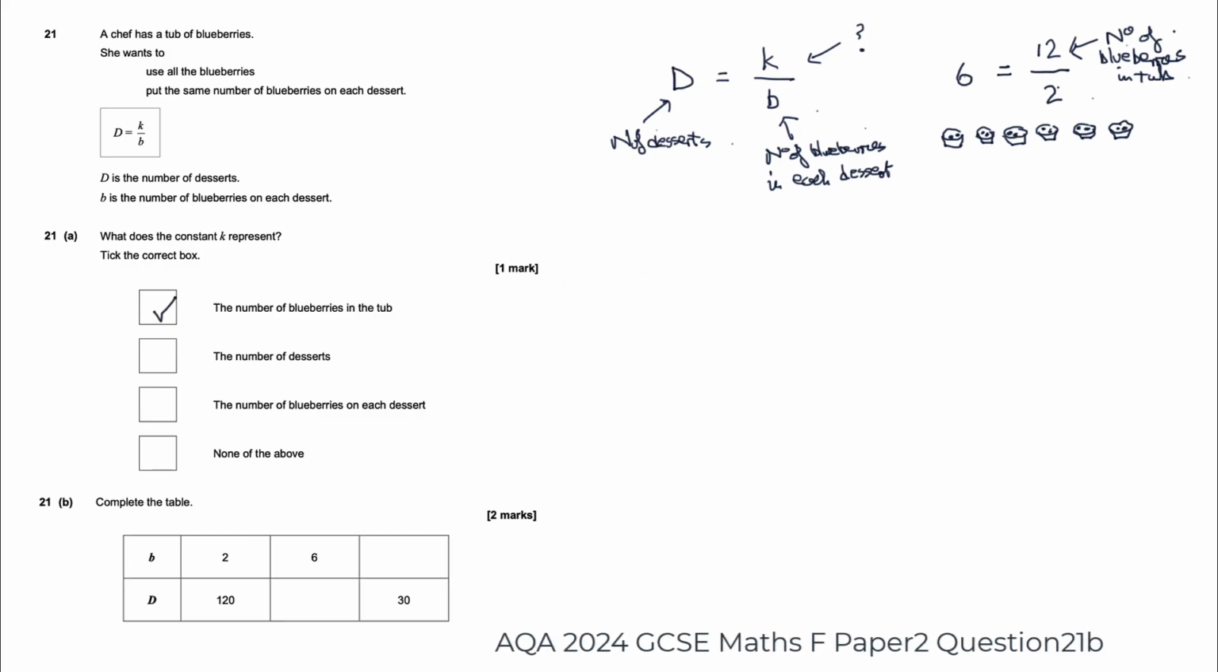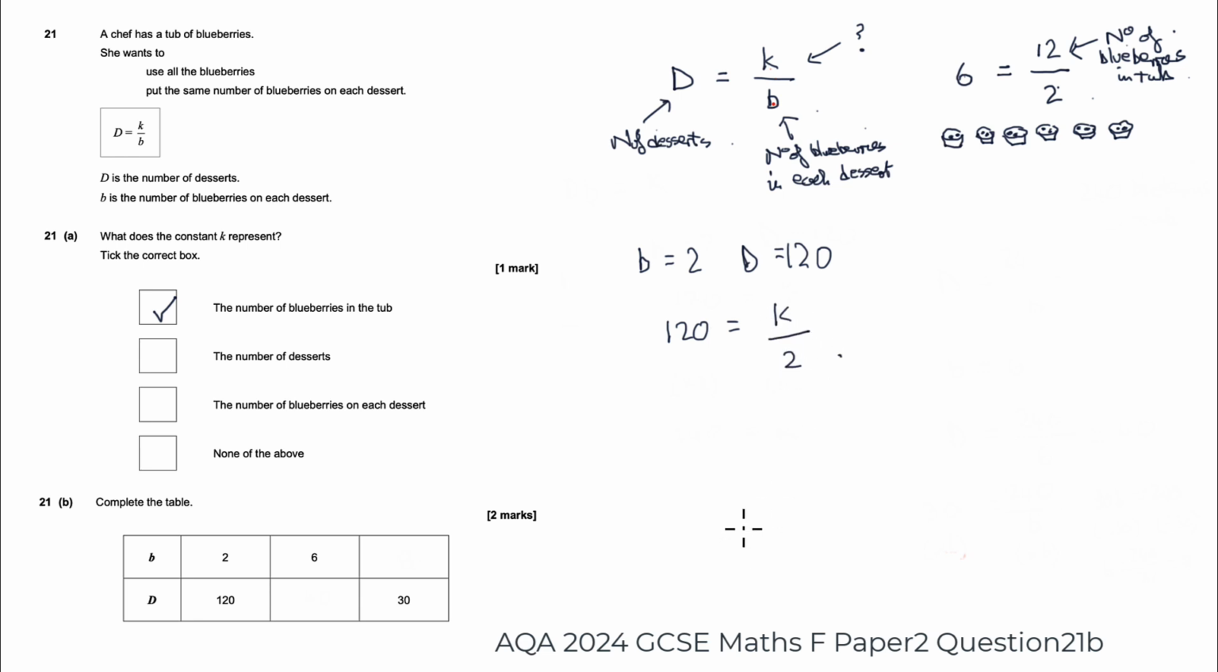Well, let's have a look at part B. We're asked to complete this table. Now, in the first column, we can see that we're given a value of B and the corresponding value of D. So let's write that down. B is 2, D is 120. And well, let's put these values into this formula. So it's 120 equals k divided by 2.